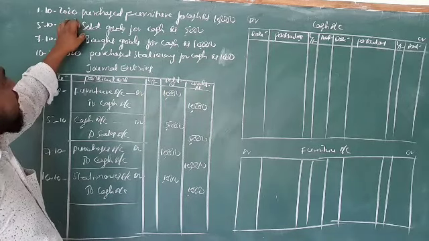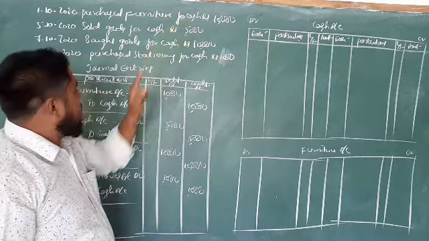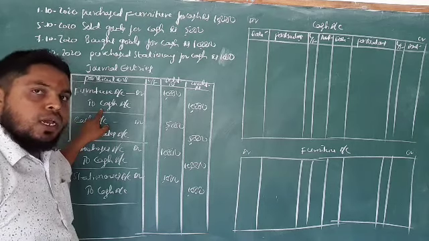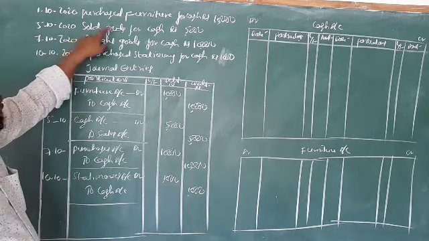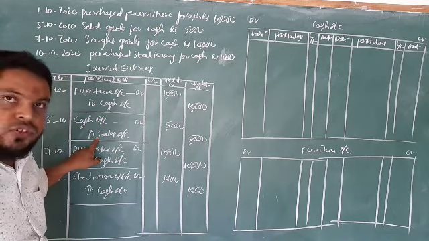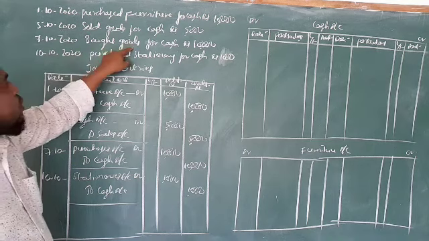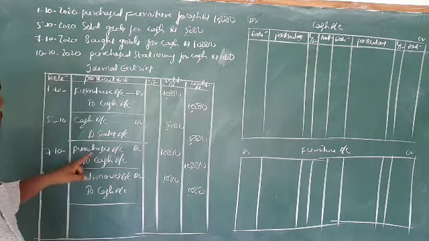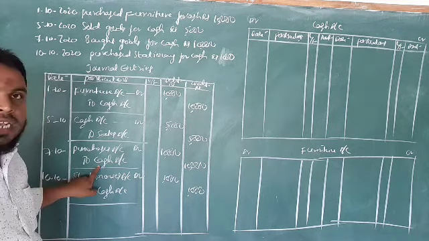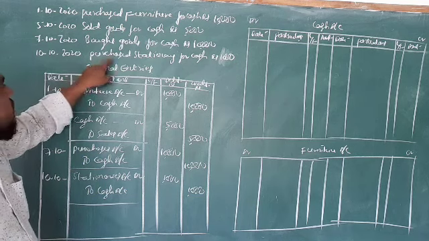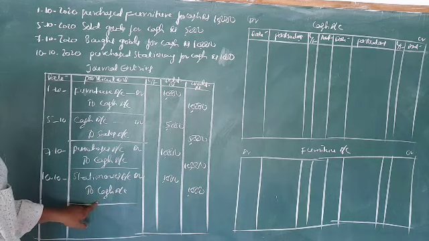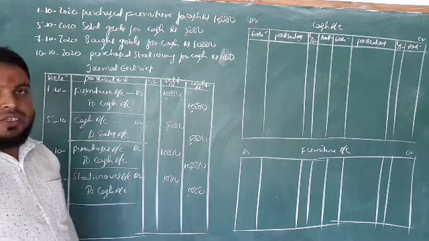So the journal entries: purchased furniture for cash. The entry will be furniture account debit to cash account. Next, sold goods for cash. The entry: cash account debit to sales account. Bought goods for cash, rupees 10,000. The entry: purchase account debit to cash account. Next, purchased stationery for cash. The entry: stationery account debit to cash account. So these are the journal entries.